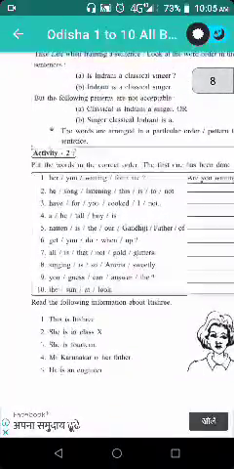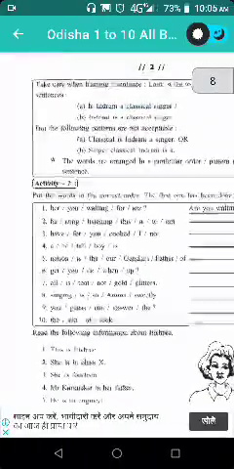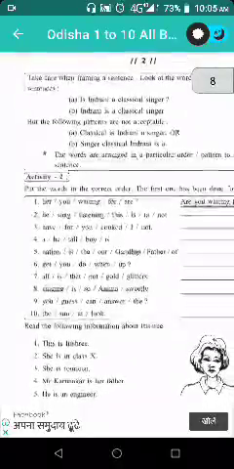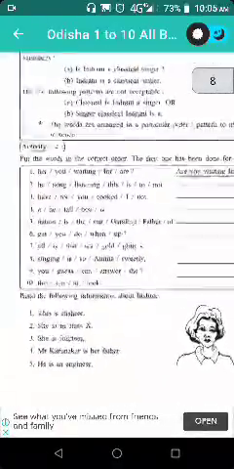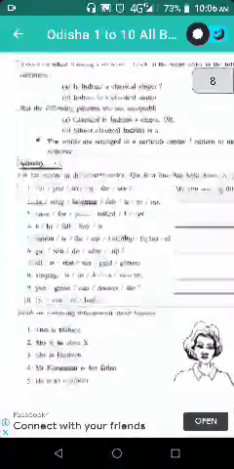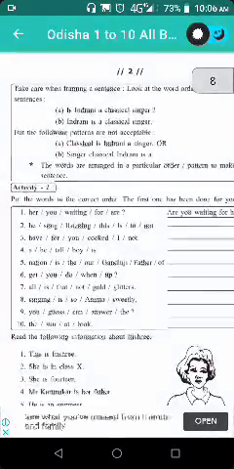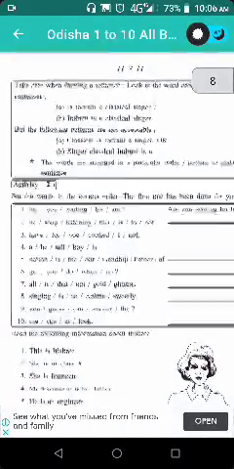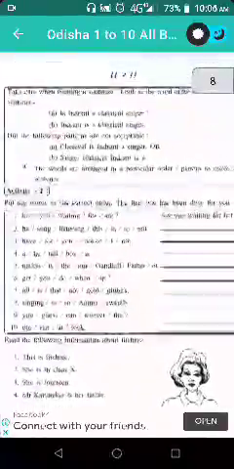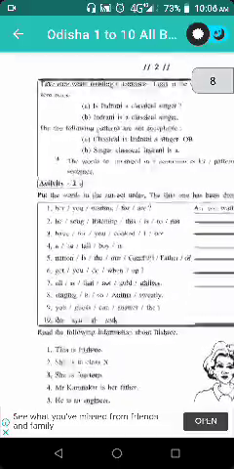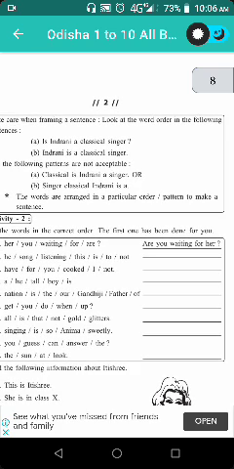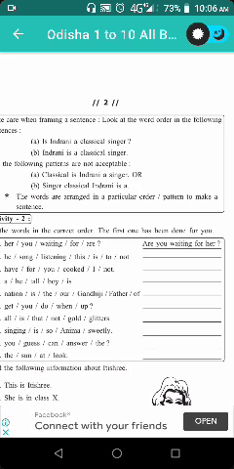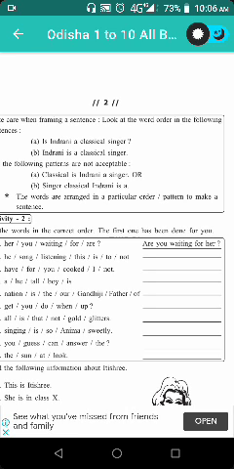Then number 3, I have not cooked for you. He is a tall boy. Here he is the subject, is is the auxiliary verb, a is the article, tall is an adjective, and boy is a noun. Then number 5, Gandhiji is the father of our nation. First subject. Then, when do you get up? First question mark. All that glitters is not gold.